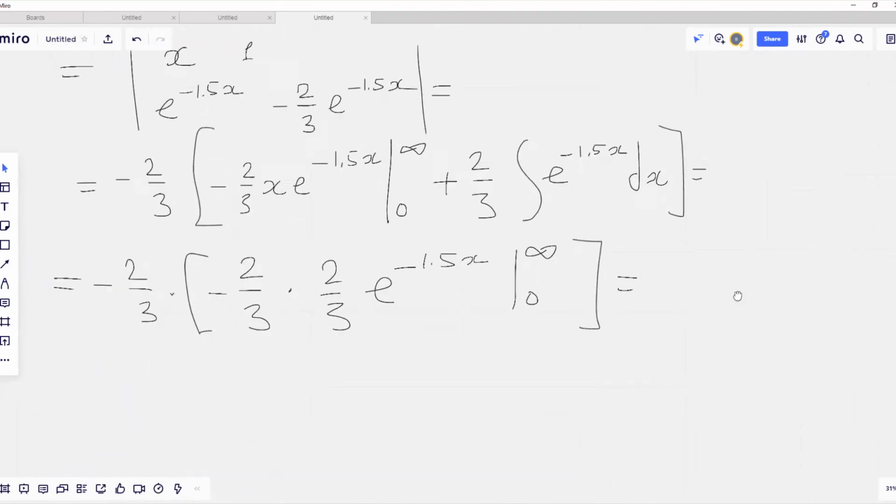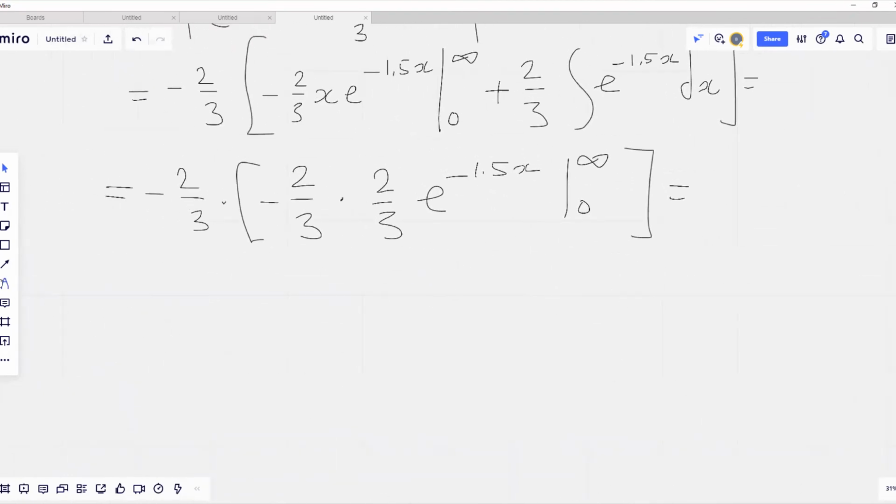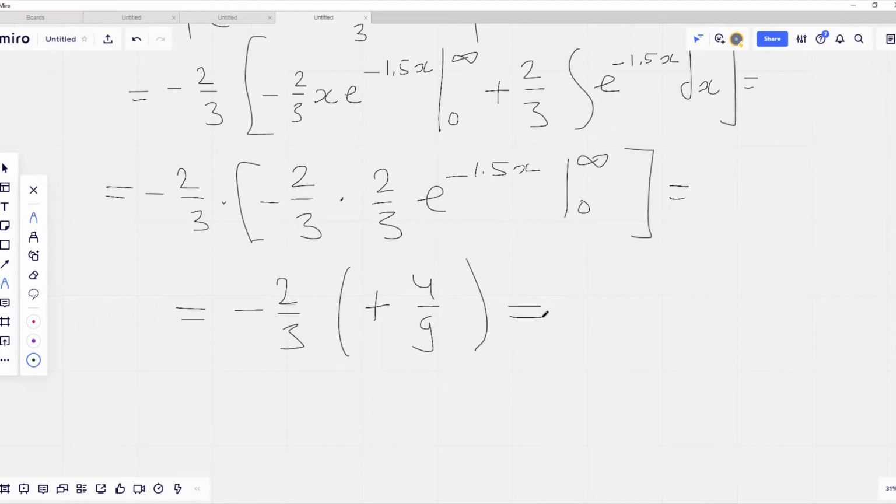Okay, so we have minus 2/3 minus 4/9. When we substitute infinity, that is 0. When we substitute 0, this is 1. So we get 0 minus that, so it will have a plus sign. Okay, so the answer is then 8/27.